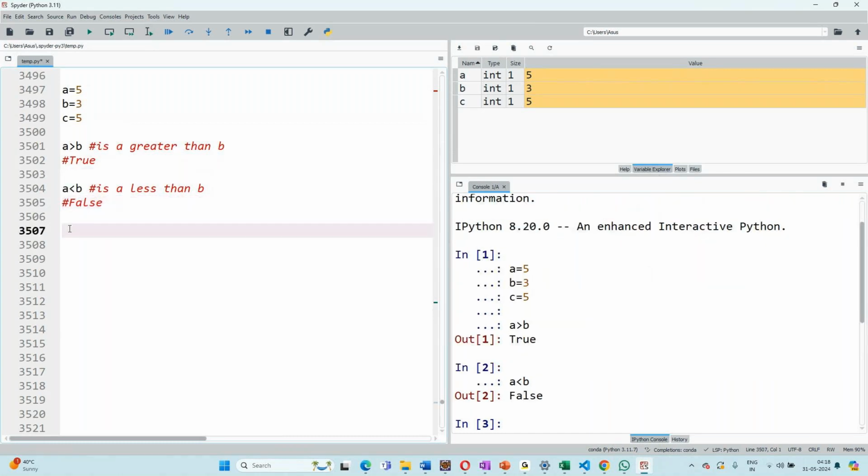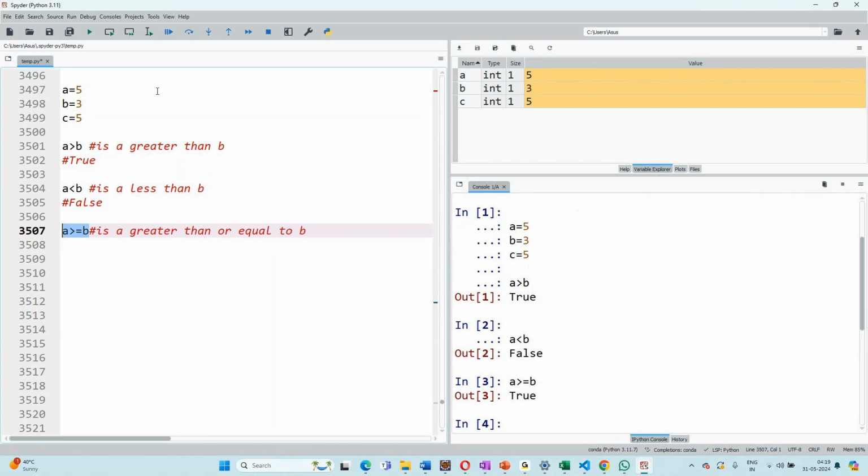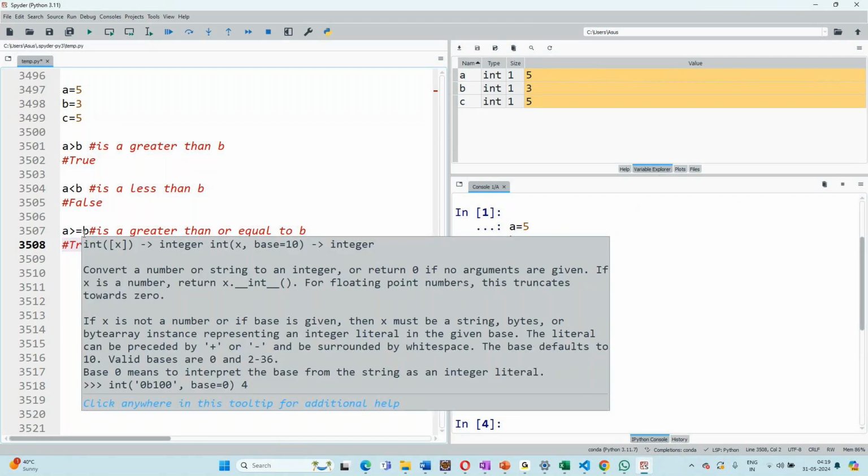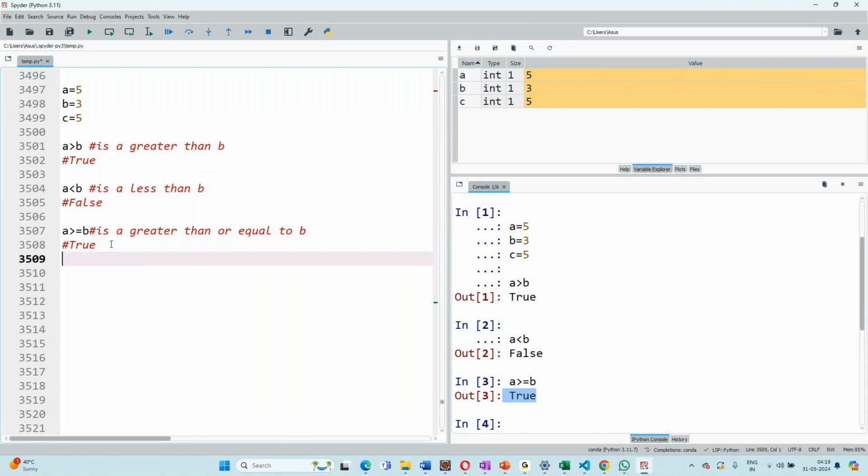Now, if I am asking a greater than or equal to b, what is the question I am asking over here? Is a greater than or equal to b? The answer would again be true. Why is the answer true? Because a is greater than b. It may not be equal, but it is greater than b.